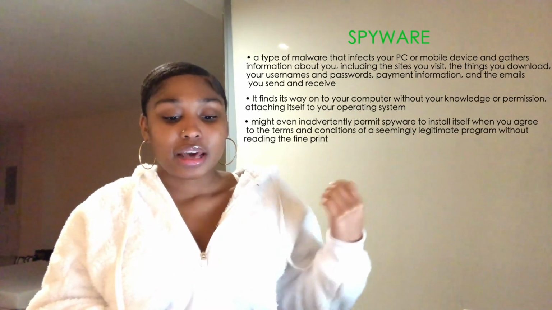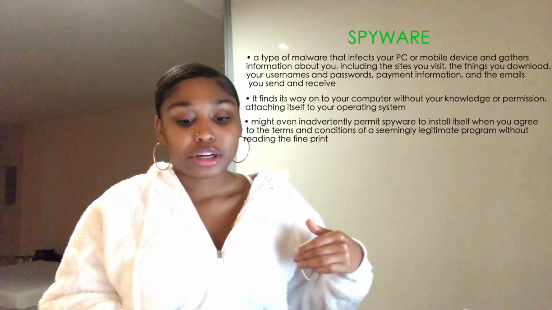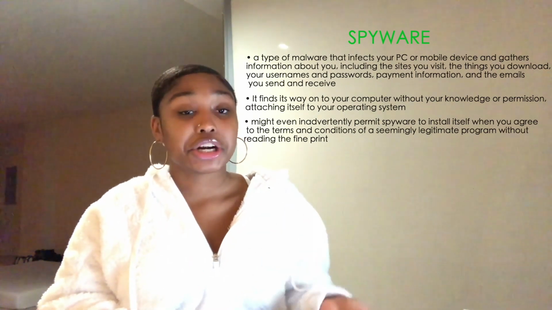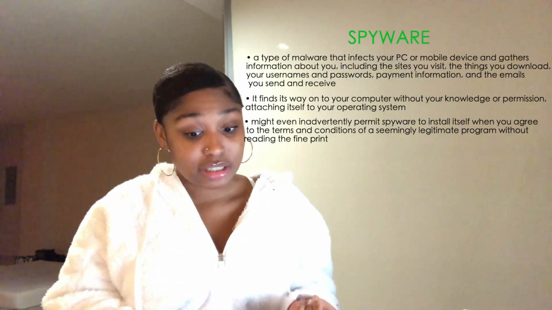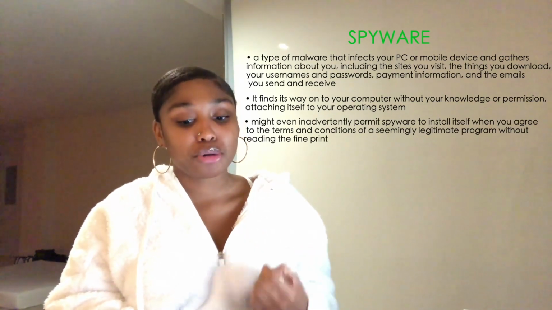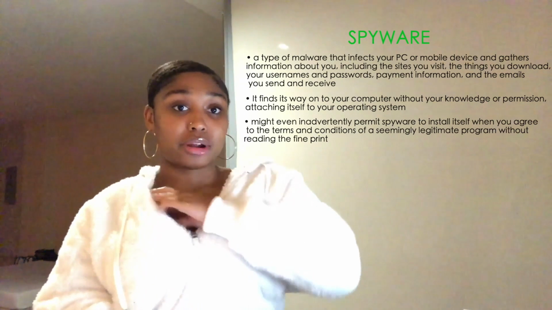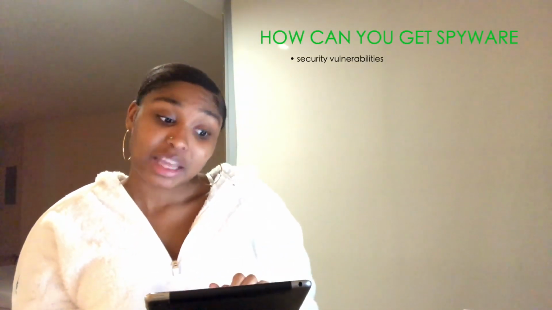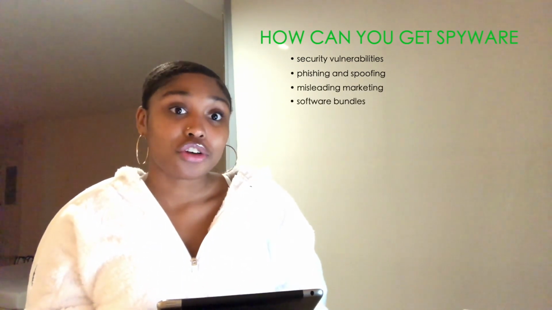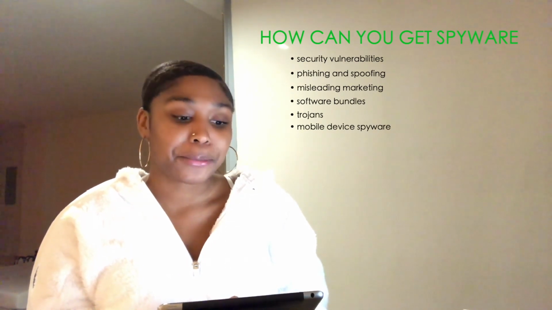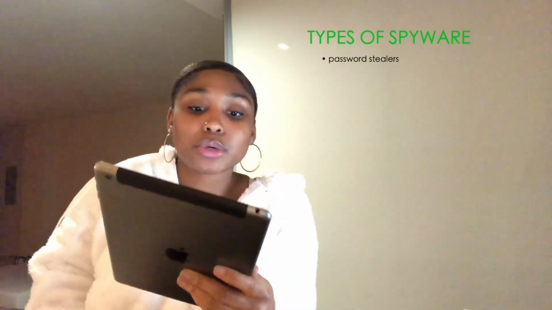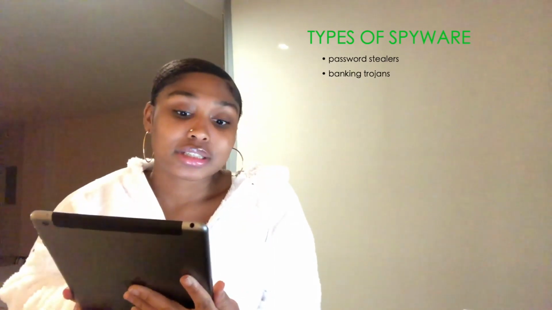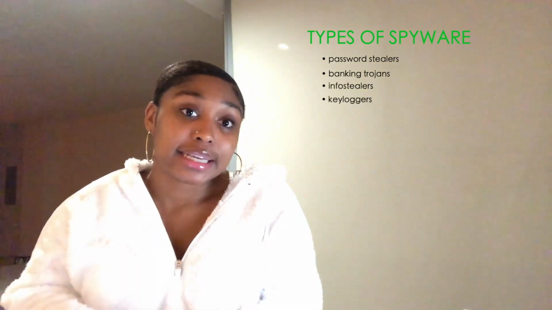You might even inadvertently permit spyware to install itself when you agree to the terms and conditions of seemingly legitimate programs without reading the fine print. How can you get spyware? Security vulnerabilities, phishing and spoofing, misleading marketing, software bundles, Trojans, and mobile device spyware. Types of spyware: password stealers, banking Trojans, info stealers, and keyloggers.